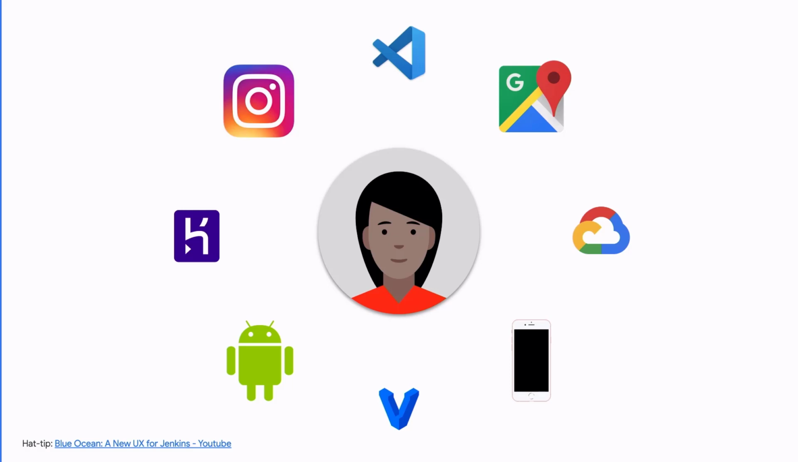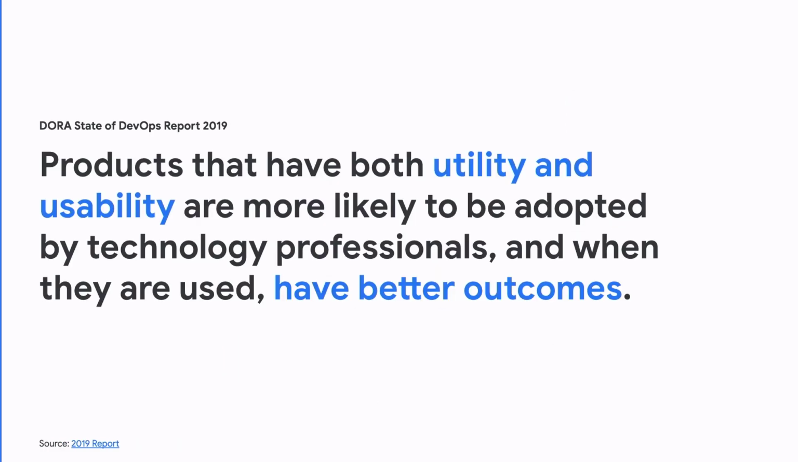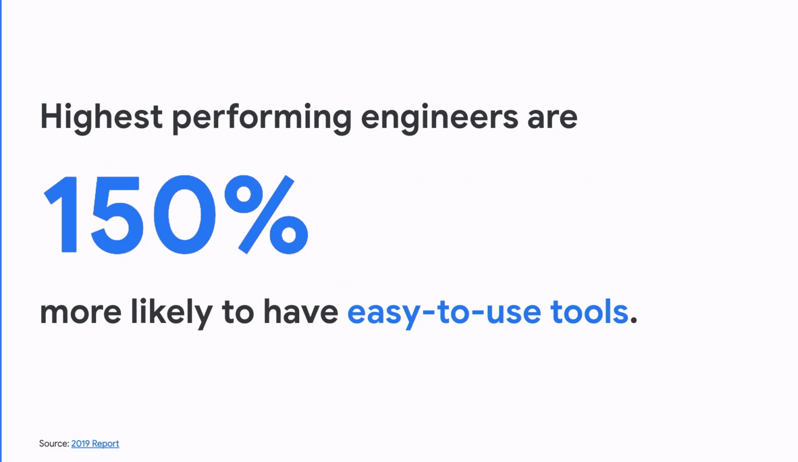And it's not just because engineers expect it. Studies show that CI/CD tooling that integrates better usability and utility results in better outcomes for the engineering teams using them. According to DORA's 2019 State of DevOps report, the highest performing engineers are 1.5 times more likely to have easy-to-use tools. So these are engineers working on teams that deploy 200 times more frequently. They recover from incidents 2,500 times faster. And a contributing part of that is the usability of their tools.